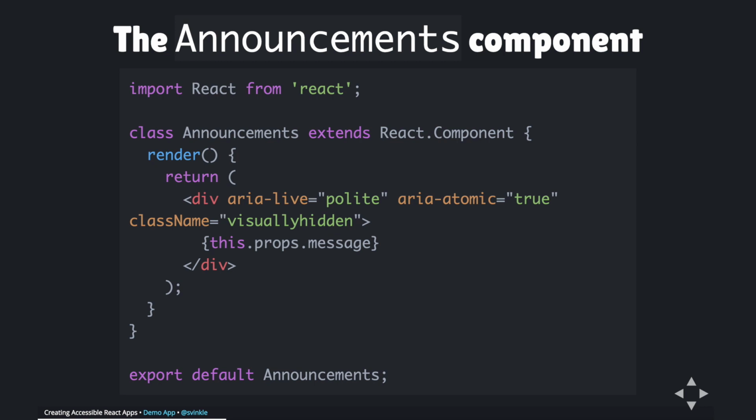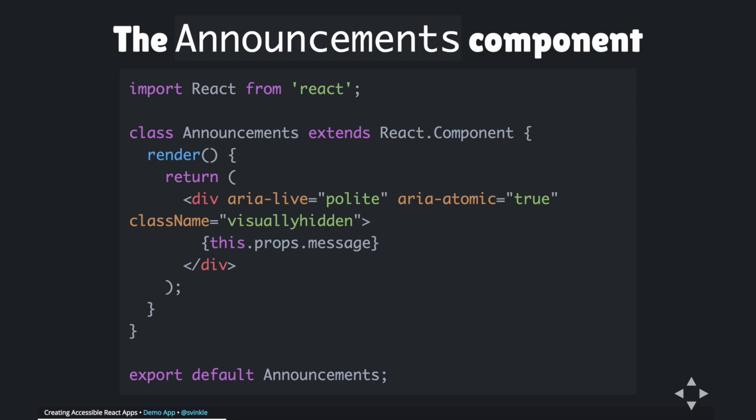And the div element features the aria-live attribute with the value of polite, which means assistive technology will wait until other messages are finished loading or finished being announced. And then this content will be read aloud afterwards. The div also features the aria-atomic attribute, which ensures all content, not just the updated or changed content, will be announced. Within the div is a single line that reads this.props.message, and it's wrapped in curly braces. This will output the message text when it's passed to the Announcements component here. And then finally, we export the Announcements component so that it can be used elsewhere in the app.